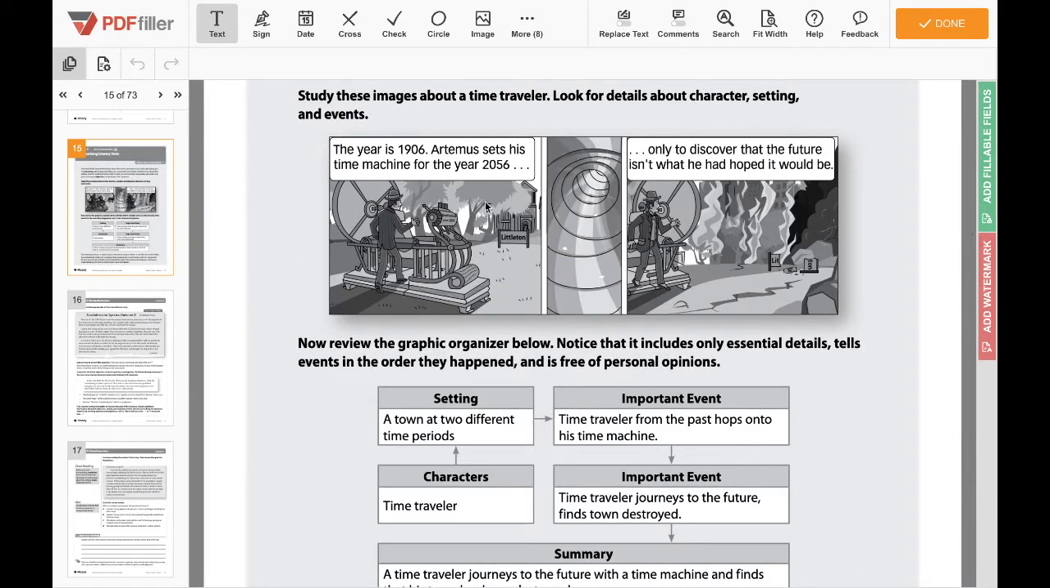So in this first section, we see this guy, obviously, and maybe we wouldn't know what this was, but we know it's a time machine, right? And we can assume that this guy's Artemis based on what this says, and this is happening in 1906. Well, then he obviously goes through his time machine, and then he comes into the future, which is 2056, and everything's on fire and burning down and all that kind of stuff, and he's not happy about it.